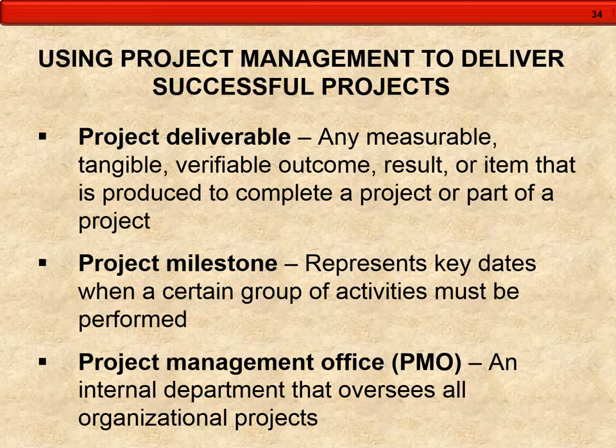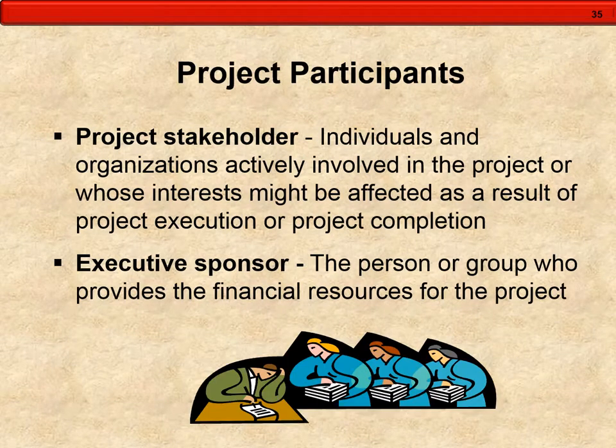A few more terms. A project deliverable is any measurable, tangible, verifiable outcome. Those KPIs, those CSFs, again, come back into play from Chapter 2, from Week 2. A project milestone represents key dates when a certain group of activities must be performed. And then the PMO, Project Management Office. If you have more than one project manager in your organization, someone has to manage the project managers, and that would fall under the umbrella of the Project Management Office.